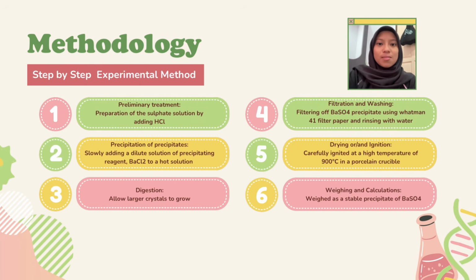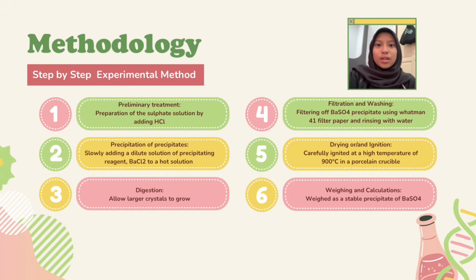Moving on to the core steps in the gravimetric analysis. To determine the sulfate concentration, first, the preliminary treatment, which is the preparation of the sample solution, was performed. Here, the sulfate solution was prepared by adding hydrochloric acid. Next is the precipitation. The solution was heated and a dilute solution of the precipitating reagent, which is barium chloride, was slowly added to the hot solution of the sulfate. This slow, hot addition with constant stirring allows the barium ions to react with the sulfate ions, initiating the formation of a distinct white precipitate of barium sulfate.